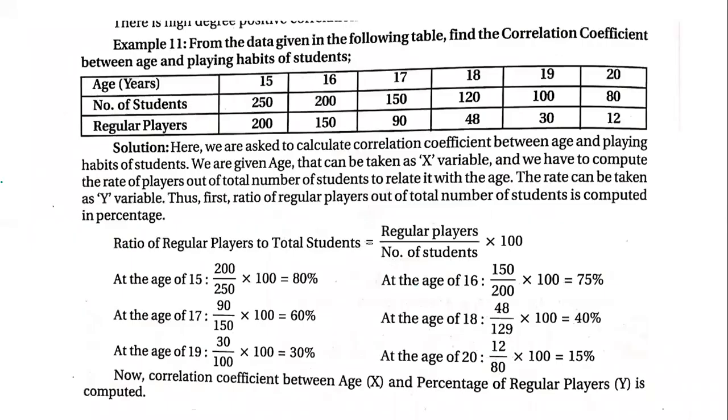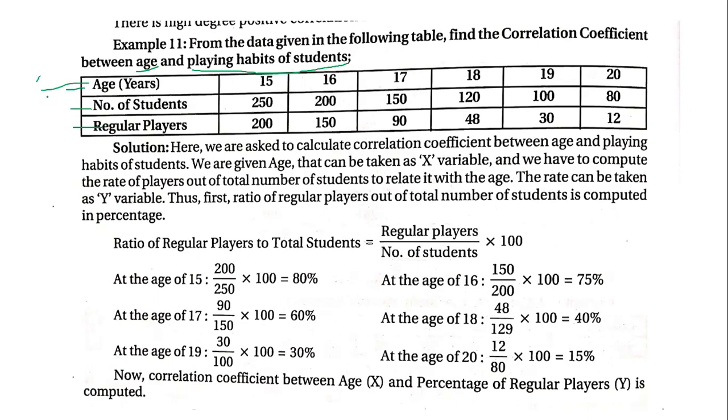Okay. Now moving on to the next question. From the data given in the following table, find the correlation coefficient between age and playing habits of students. So, what are the main two criteria they have asked us here? Is the age. Age will become one criteria, and the other criteria is playing habits of students. So there are two criteria. But if you see the problem, there are three rows which are given to us with many columns. So let us go through the table.